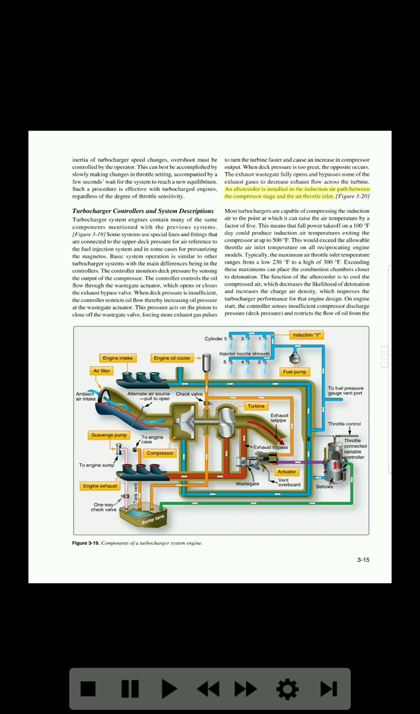An aftercooler is installed in the induction air path between the compressor stage and the air throttle inlet. Figure 3-20. Most turbochargers are capable of compressing the induction air to the point at which it can raise the air temperature by a factor of 5. This means that full power takeoff on a 100 degrees Fahrenheit day could produce induction air temperatures exiting the compressor at up to 500 degrees Fahrenheit. This would exceed the allowable throttle air inlet temperature on all reciprocating engine models.